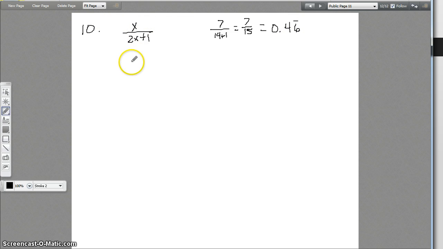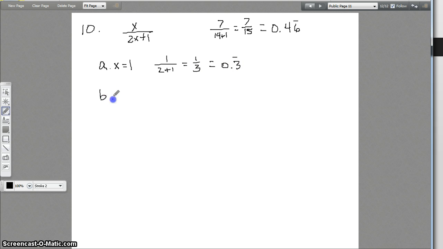So they want you to find the rational number represented by x over 2x plus 1 for a couple of different values of x. They want you to find the answer as a fraction and as a decimal. So for part A, we'll do x equals 1. Well, if x equals 1, we write a 1 on top. The double of 1 is 2, and then we add 1. So our fraction is 1/3. And when we punch 1/3 into a calculator, we get 0.3 repeating. So 0.3 repeating is our answer.